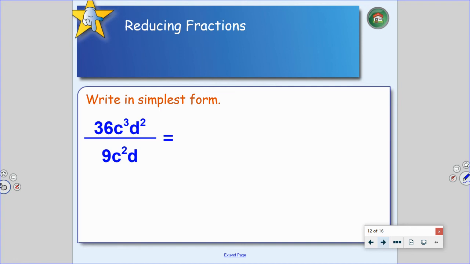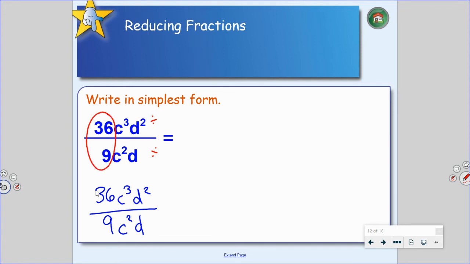And I'll show you two different ways of doing the same problem, 36c^3d^2 over 9c^2d. Now, once again, can you look at it and identify the greatest common factor? For instance, first just look at the numbers, 36 and 9. Well, I know that 2, nope, not 2, 3 goes into both. Oh, you know what though? 3 is not the greatest common factor. 9 would be. 9 will go into both 36 and 9.